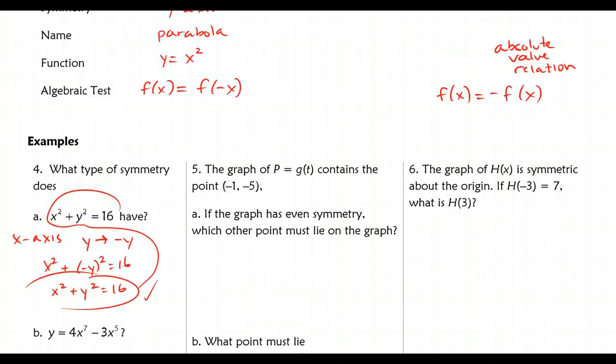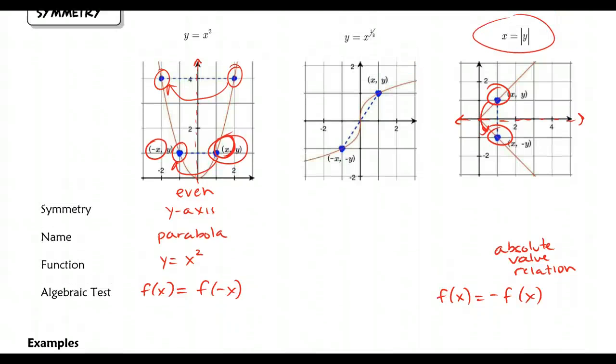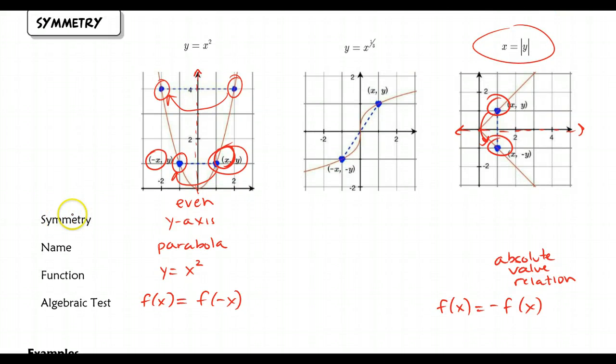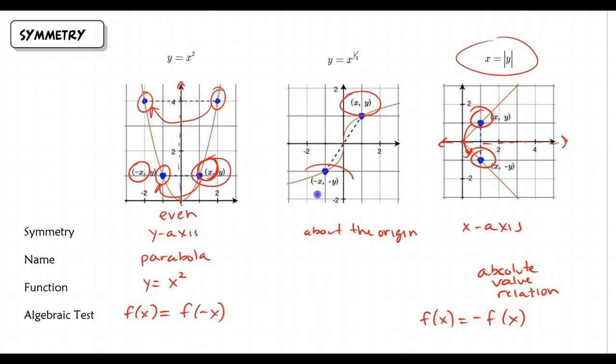Now the last one, let me fill this out. Let's see, this was an absolute value relation. The symmetry was about the x-axis. There we go. Okay, now for the origin, if it's symmetric about the origin, and if you look here, the points x, y now become negative x, negative y. And in this case, we have the cube root function here.